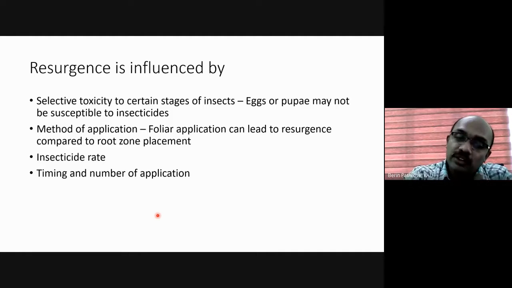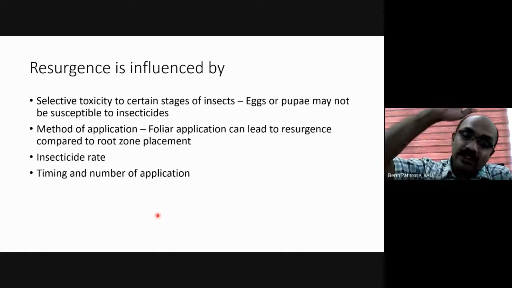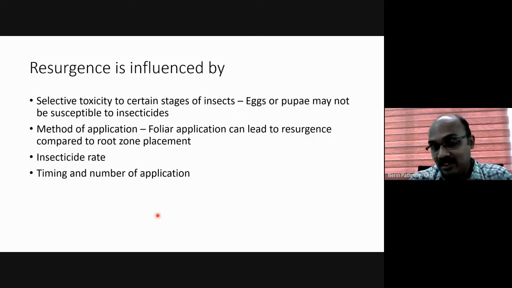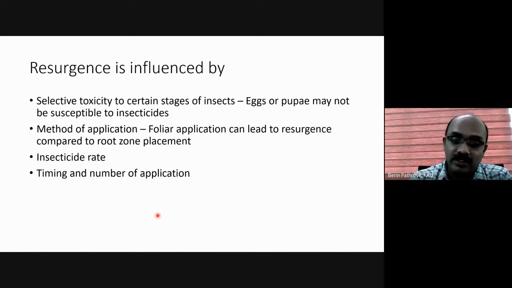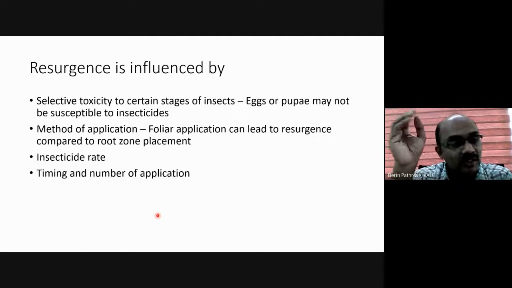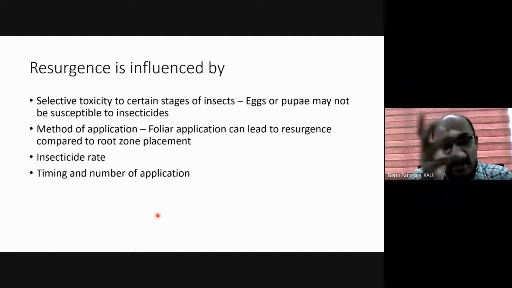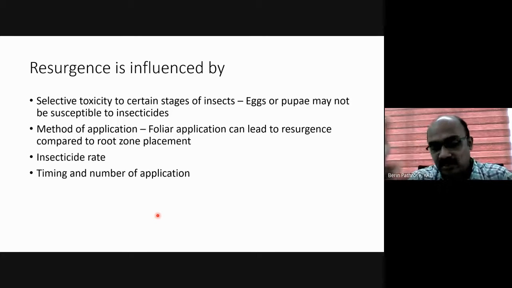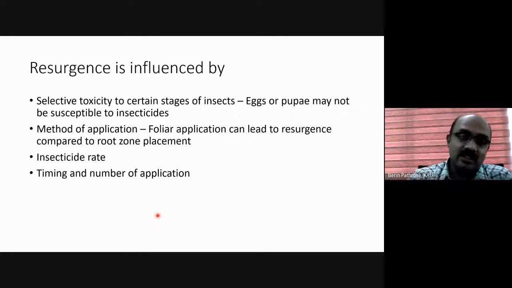But what happens if we are going for broadcasting of a pesticide? Those natural enemies which are remaining on the leaf, on the aerial part, will not get affected. Only those natural enemies which are in the soil or water will get affected. All those natural enemies, say spiders, coccinellids, and all which are remaining on the aerial part will not get affected. So that method of application is extremely critical. Then the rate of pesticide use: if you are using a higher pesticide rate, then the chance of resurgence is more. And the number of times the pesticide is sprayed. If you increase the number of sprays, the resistance also gets increased.